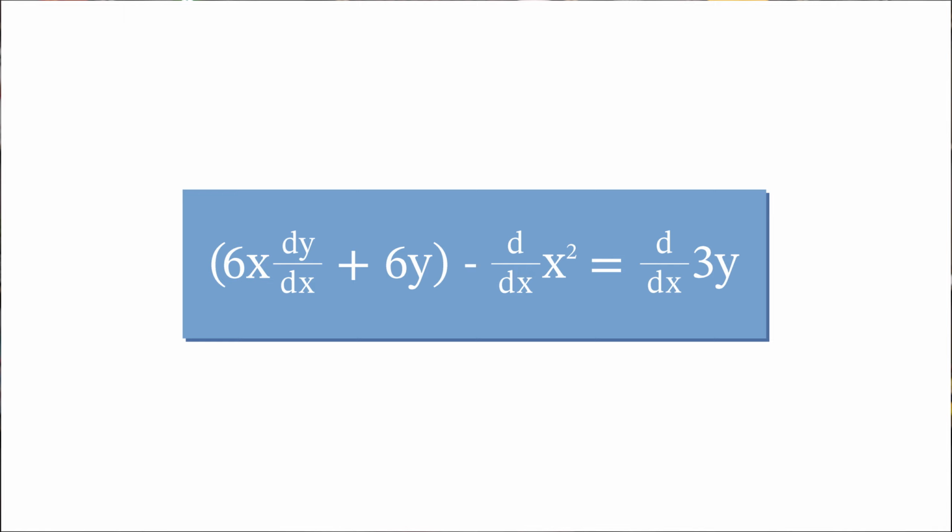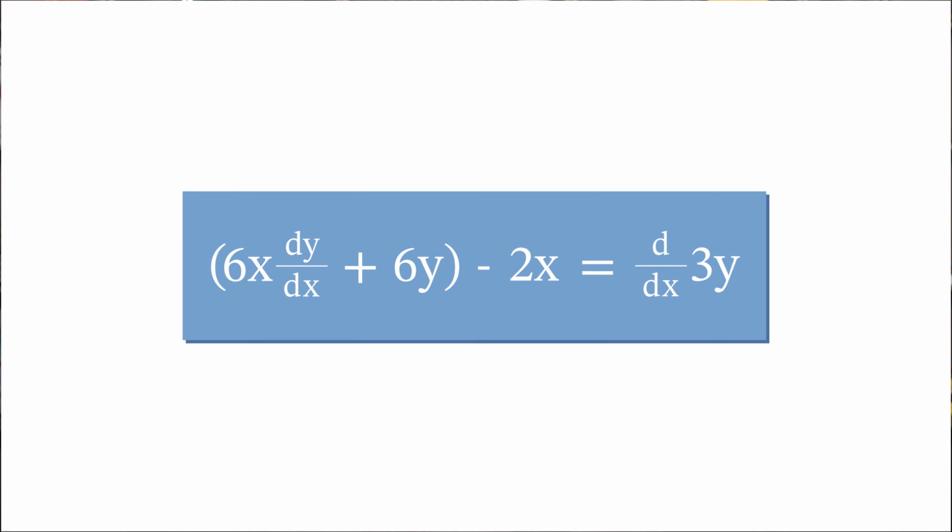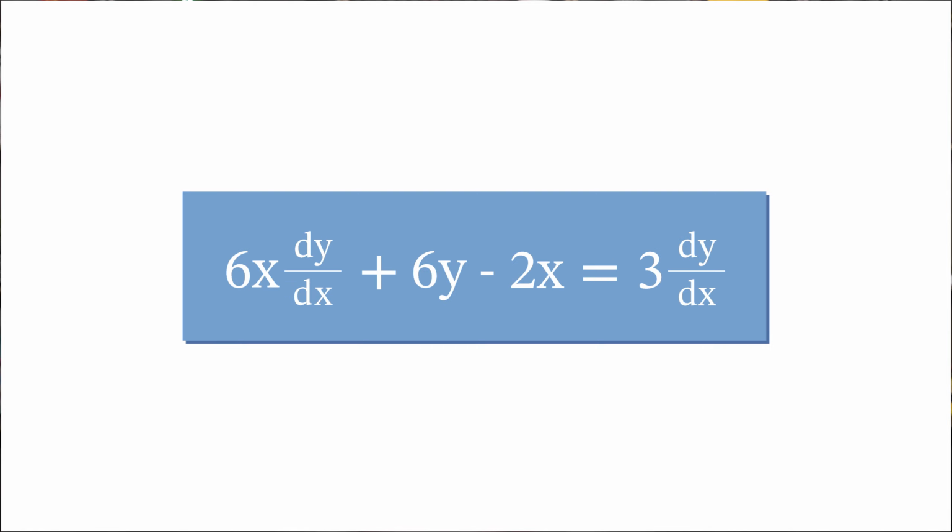Next, we have minus d dx of x squared. Since this term doesn't have any y's, we can just take its derivative normally and get minus 2x. Finally, on the right side, we have the derivative d dx of 3y. Remember, since the derivative of y is dy dx, we get 3 times dy dx. Putting all the pieces together, we now have 6x times dy dx plus 6y minus 2x equals 3 times dy dx.